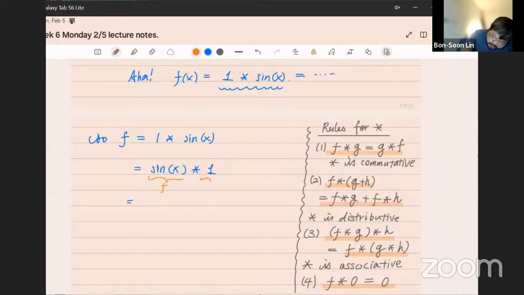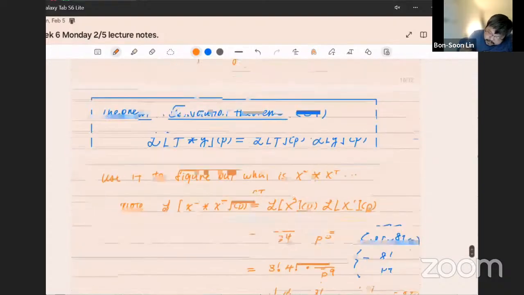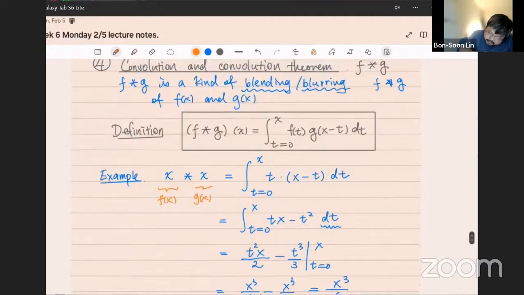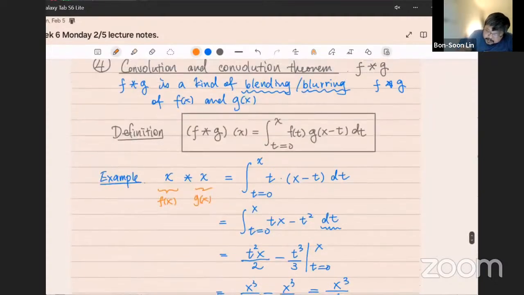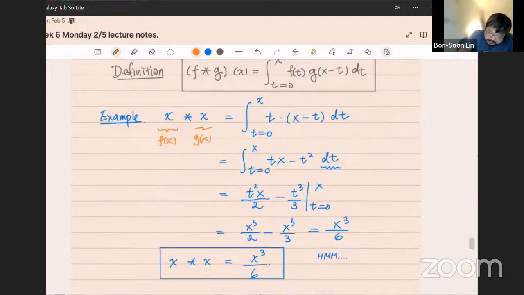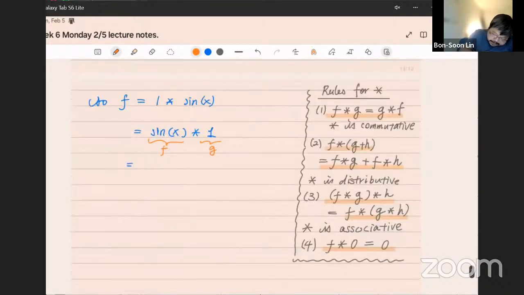This is our f, this is our g. So remember, when we integrate this, the first function is just f of t, but the second function, you got to plug in x minus t, which is kind of annoying. But if g is just 1, then the second function is just always 1. So that makes it nice. That's why I put the 1 on the second position here.